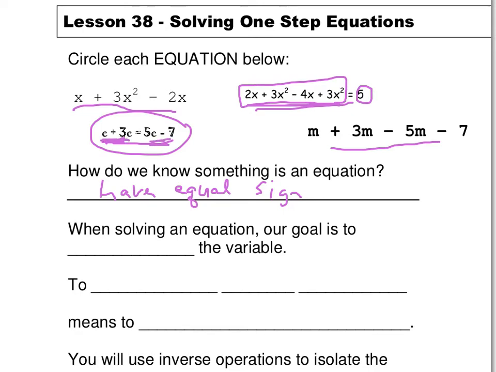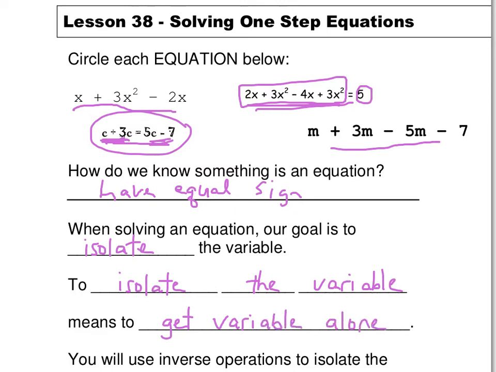All right, when we solve an equation, our goal is to isolate the variable. So I'll tell you what that means. To isolate the variable, and you need to have this in your notes, so write this down, means to get the variable alone on one side of the equation. Remember, the variable is the letter. So you're trying to get the variable, or the letter, alone, and it needs to be alone on one side of the equal sign.